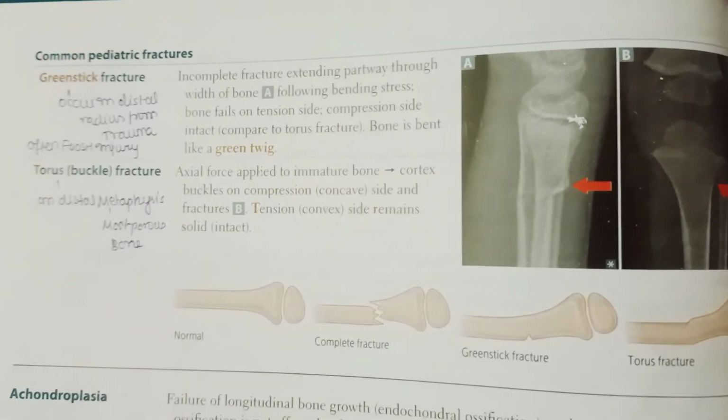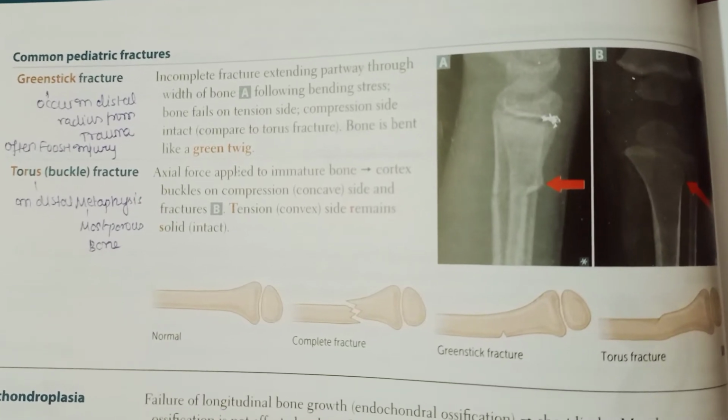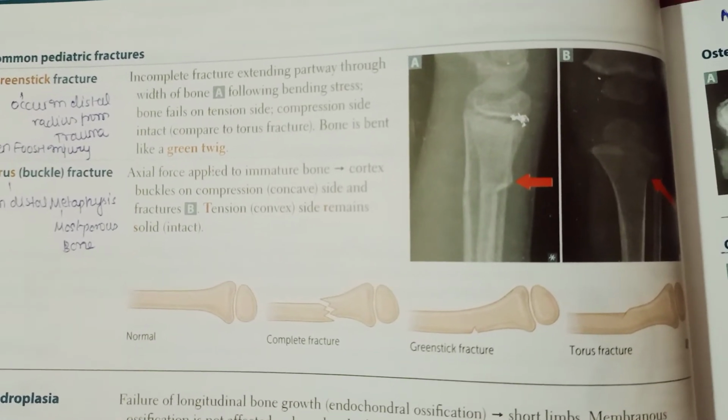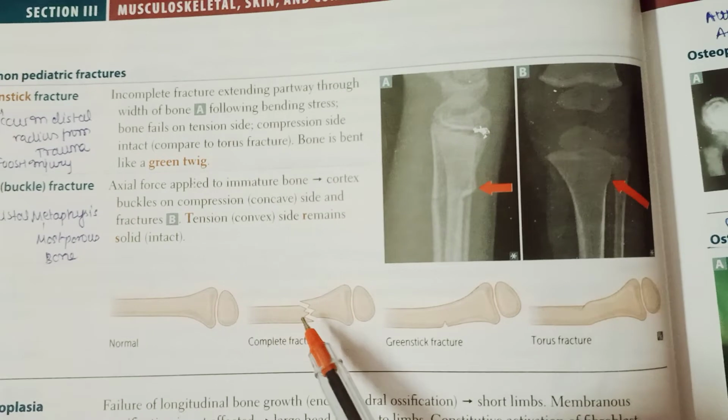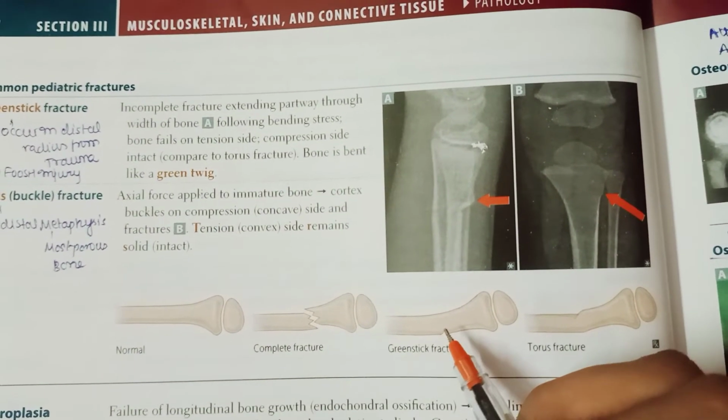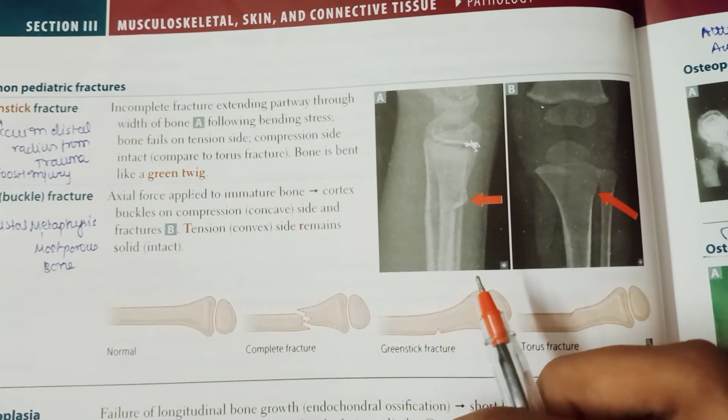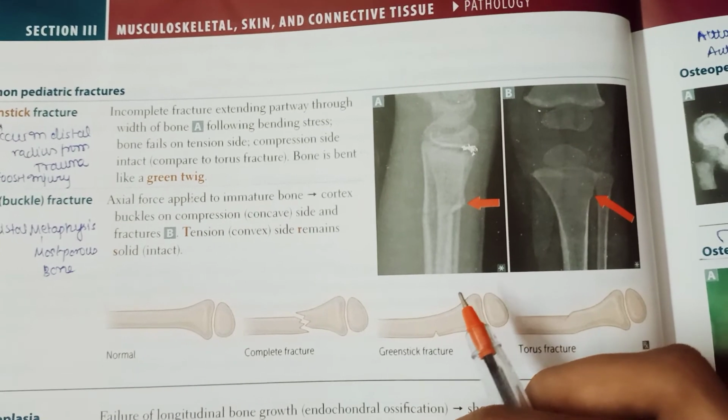Now let us discuss common pediatric fractures, that is the greenstick fracture and the torus fracture. For example, you can see this is a normal bone, this is a complete fracture. In a greenstick fracture, you can see the fracture only on the side of the bone where there is a lot of bending stress.